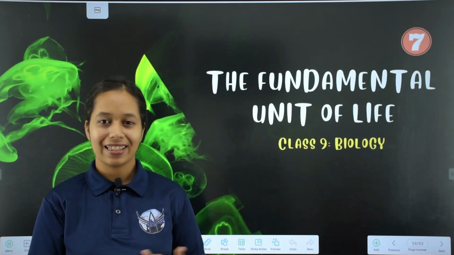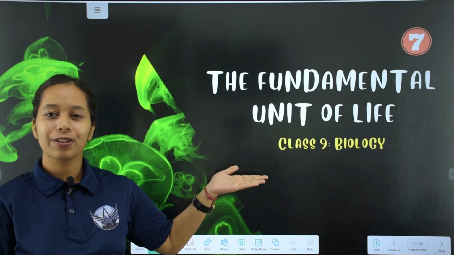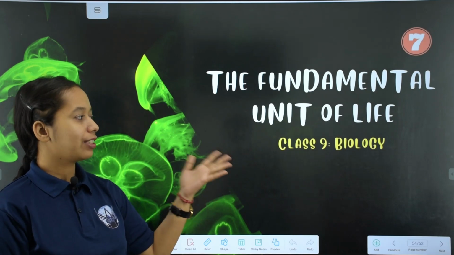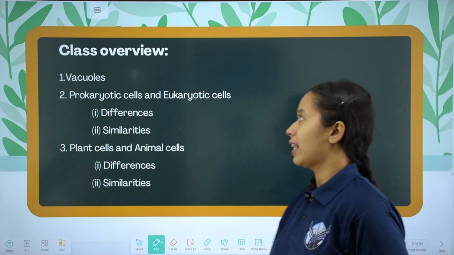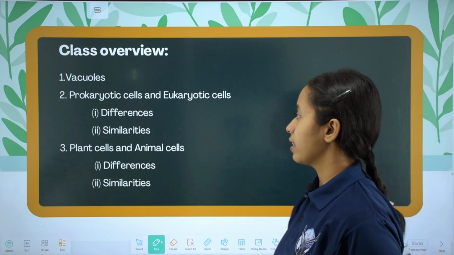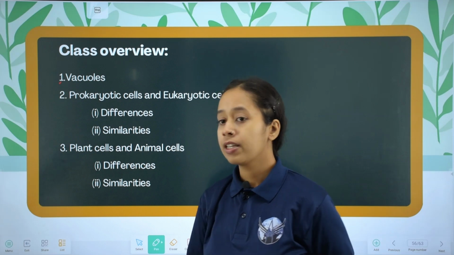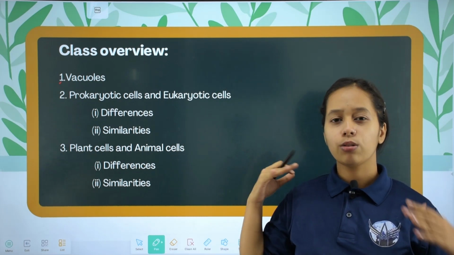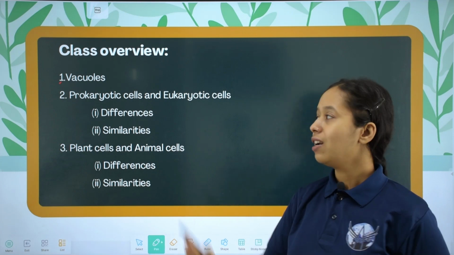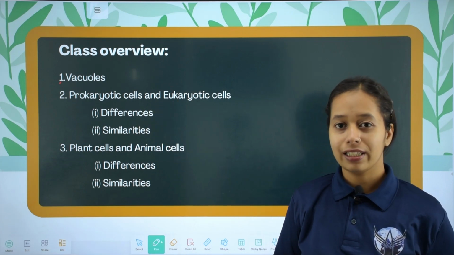This is class 9 science part 7 and we are continuing with the chapter the fundamental unit of life, which falls under biology class. So this is our class overview. First we will be discussing vacuoles. This is the last cell organelle that we will be discussing in our class 9. Although there are many more, for class 9 vacuoles will be our last cell organelle that we are going to discuss.